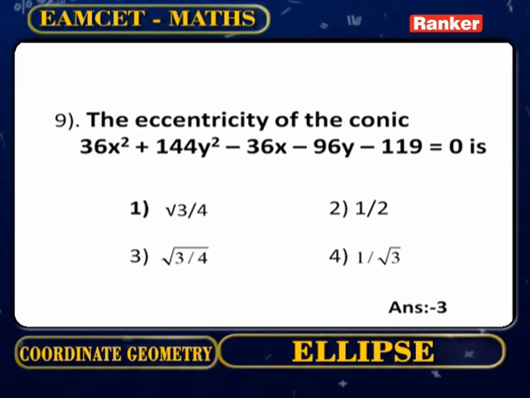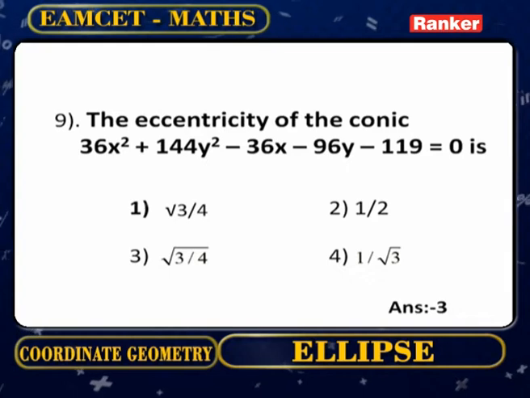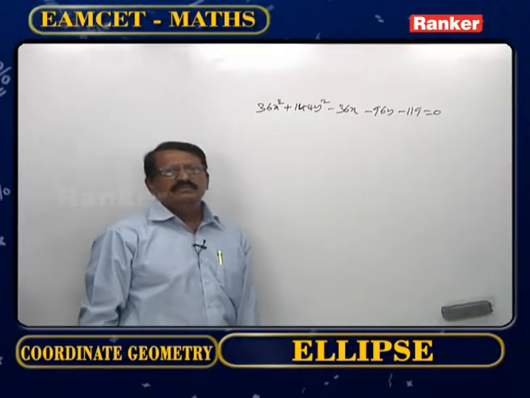The eccentricity of the conic 36x square plus 144y square minus 36x minus 96y minus 119 equals 0.